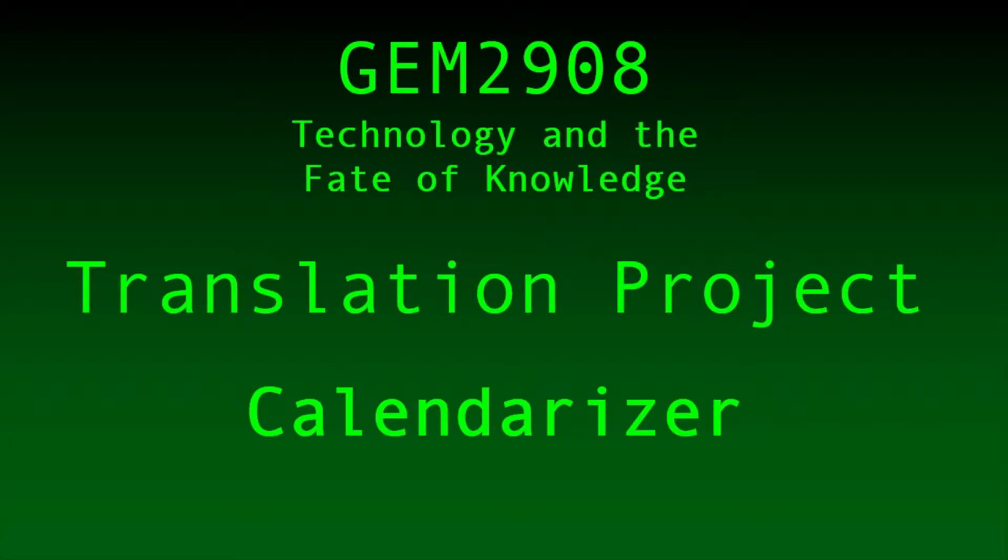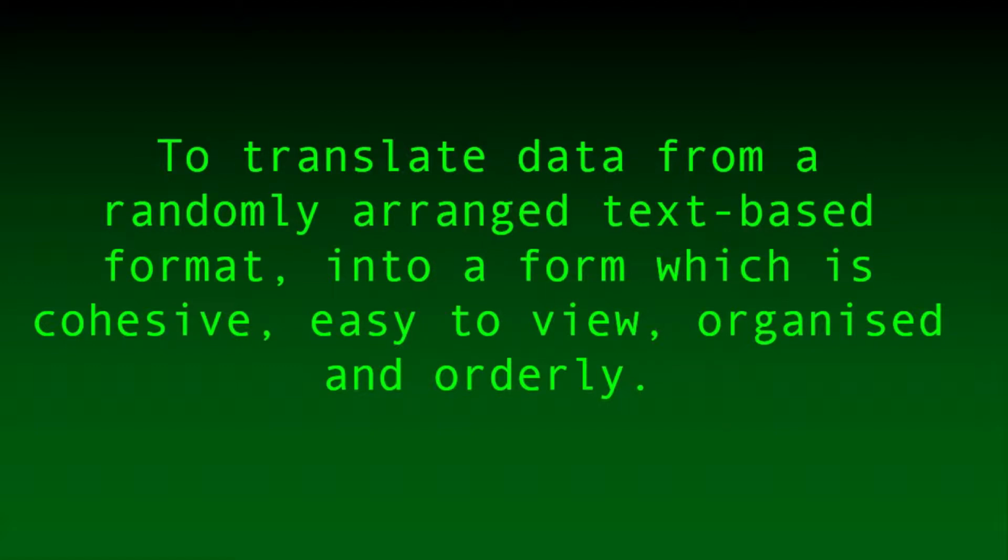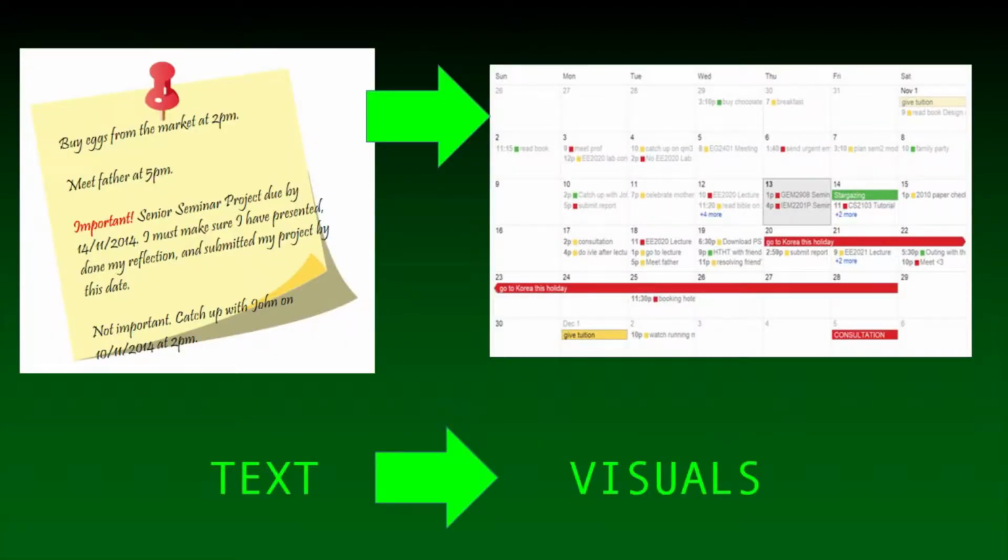My translation project aims to translate data from a randomly organized text-based format into a form which is cohesive, easy to view, organized, and orderly, and focuses on translating data in the form of a to-do list of events from a text-based, randomly arranged representation into a visually intuitive, color-coded, calendar-based representation.